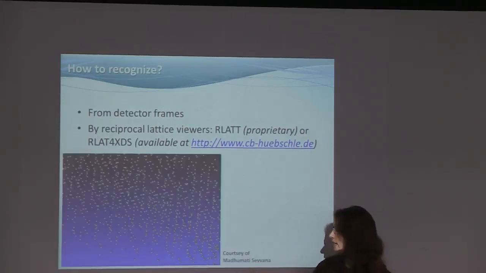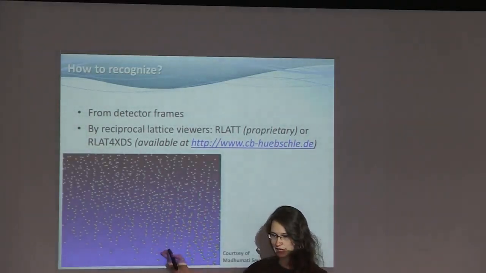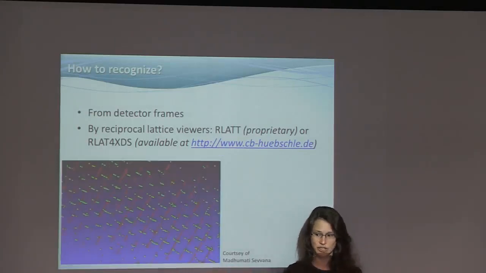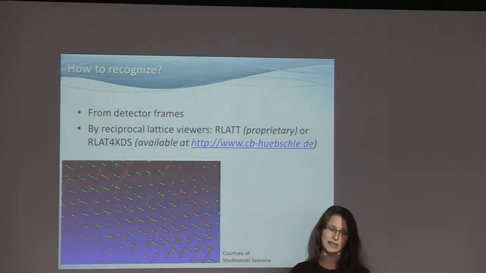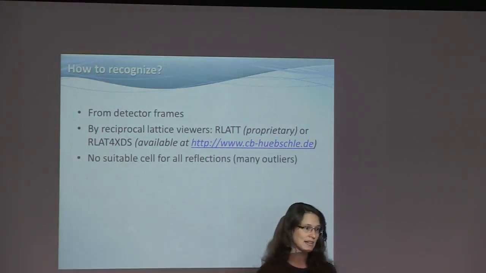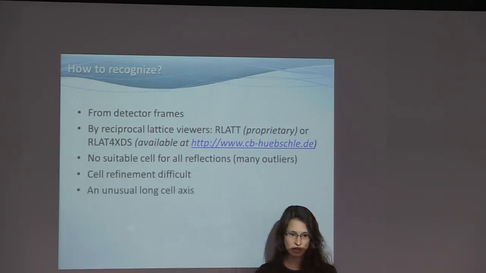In a reciprocal lattice viewer, you would have the reciprocal lattice looking like this, pretty chaotic, but you can already see there are two different main directions. And if you index and color them differently, and orient them correctly, you can quite clearly see these are two arbitrarily oriented lattices on top of each other. You cannot find a suitable cell for all reflections. You're searching for a cell, and whatever you do, you can't find the right one. The cell refinement is difficult. You get an unusually long cell axis.